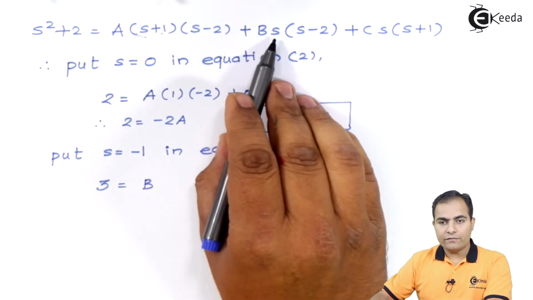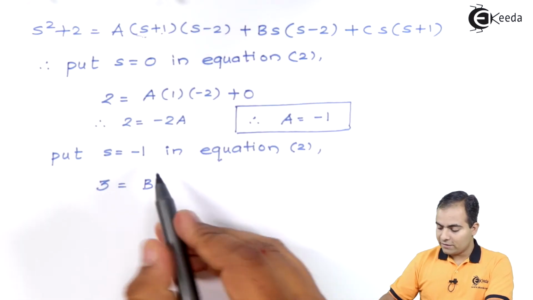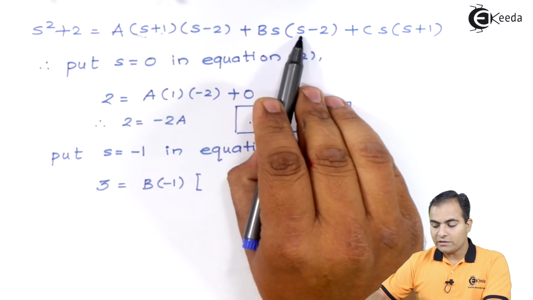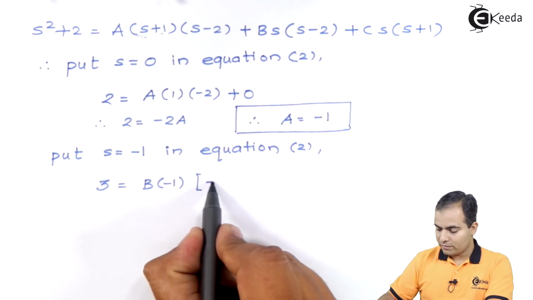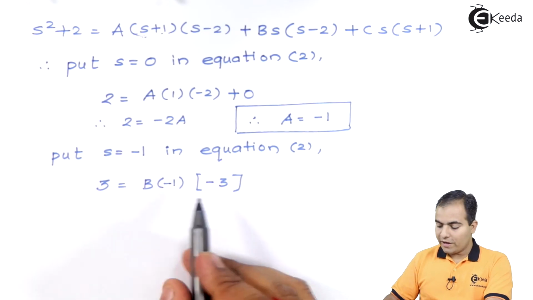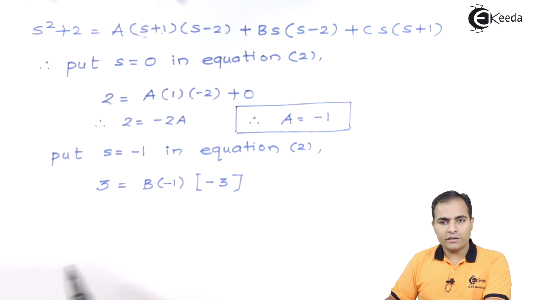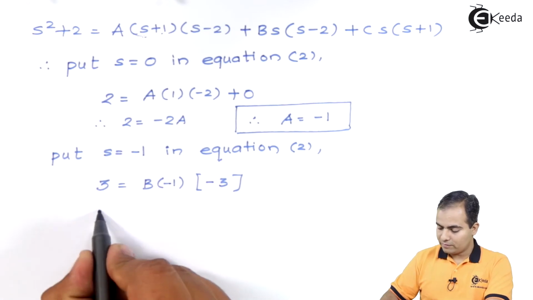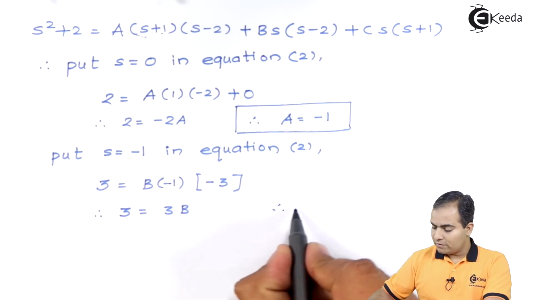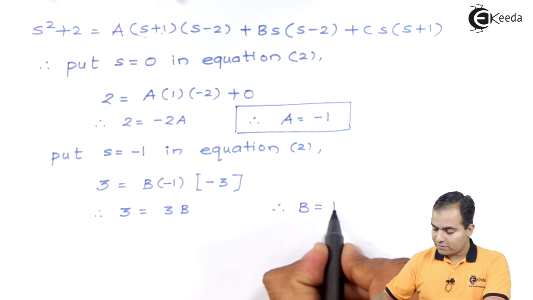Look here, first of all we have simply s, so this will be minus 1. Now minus 1 minus 2. Now minus 1 into minus 3 gives us plus 3, so we have a 3 on the left hand side, and on the right hand side it is 3b. And if I shift this 3 to the left hand side, the 3s get cancelled and we have only 1 on the left hand side, so my b value is 1.